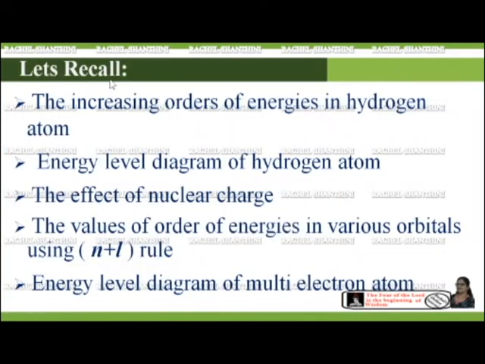Students, now let's recall all the topics that we have discussed in this session. We have discussed the increasing order of energies in the hydrogen atom, the energy level diagram of the hydrogen atom, the effect of nuclear charge, the order of energies of various orbitals using the n plus L rule, and finally the energy level diagram of a multi-electron atom.